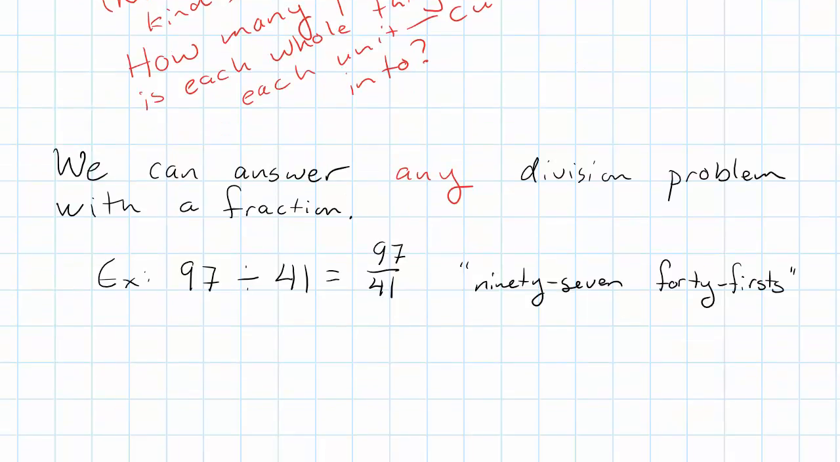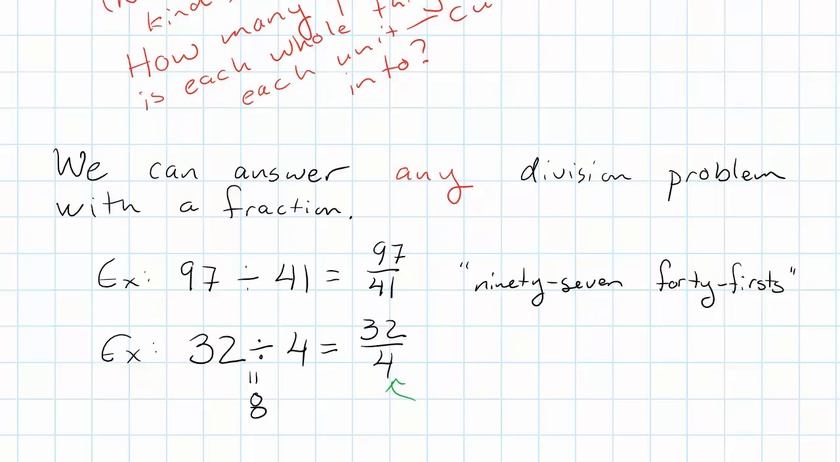Even ordinary division problems. 32 divided by 4. We can answer that as 32 fourths. Notice we can also answer this as the whole number 8, which is going to suggest something a little bit later. But 32 fourths is a perfectly good answer if someone asks you, what is 32 divided by 4? And they aren't more specific about how they want the answer.